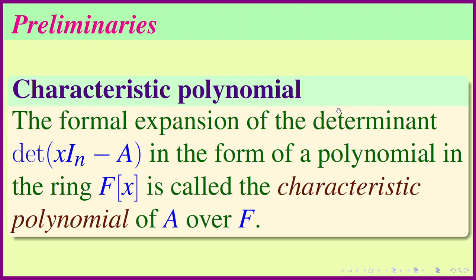What is the characteristic polynomial of a matrix? It is the formal expansion of the determinant of XIn minus A, where XIn means a diagonal matrix whose diagonal entries are X. Expand it formally in the form of a polynomial in the ring F[x]. Then that particular polynomial is called the characteristic polynomial of A over F.